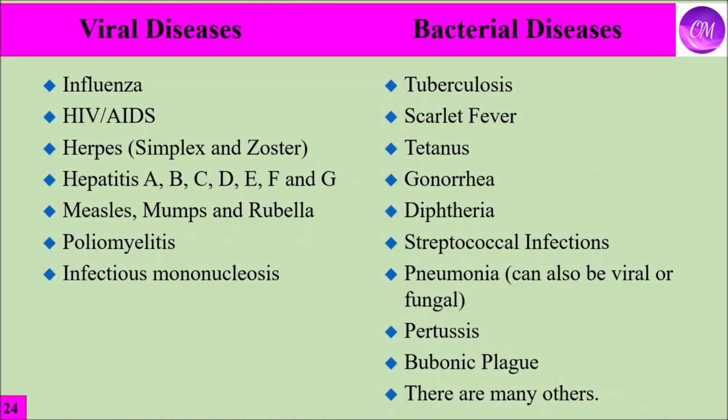So let's move on to the classification of infectious diseases. There are the viral diseases such as influenza, HIV or AIDS, herpes viral infections, hepatitis, measles, mumps and rubella, poliomyelitis, and infectious mononucleosis. The bacterial diseases include tuberculosis, scarlet fever, tetanus, gonorrhea, diphtheria, streptococcal infections, pneumonia, pertussis, bubonic plague, and there are many others.